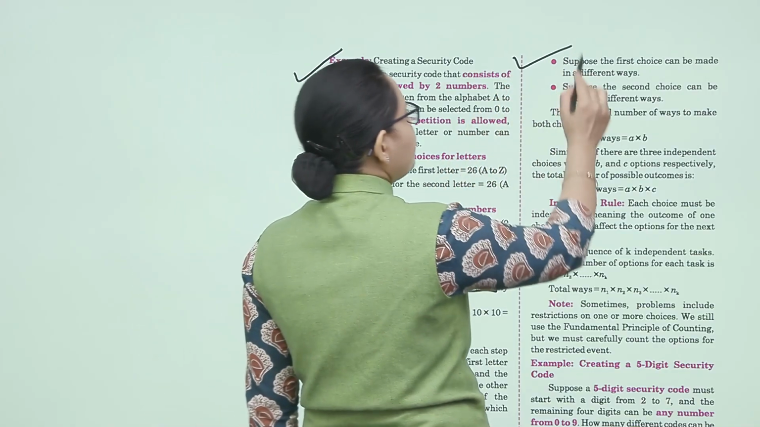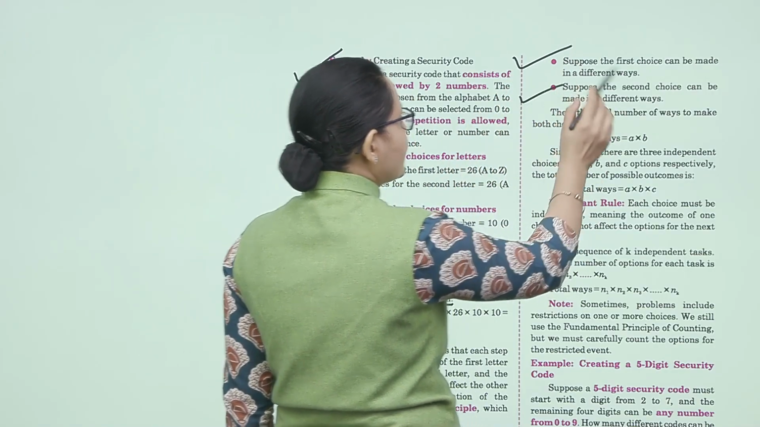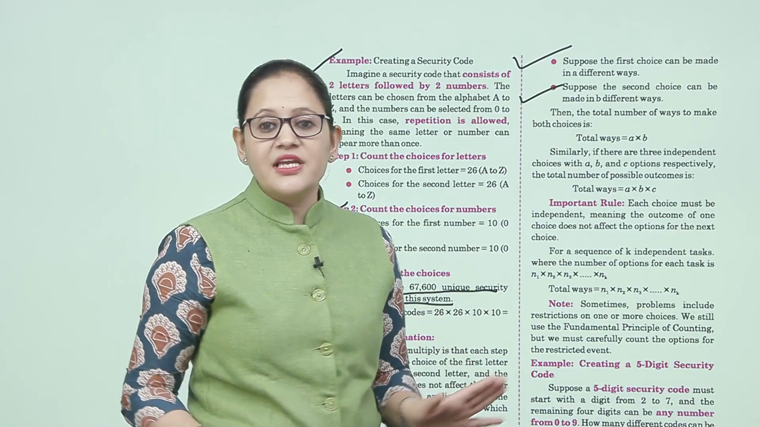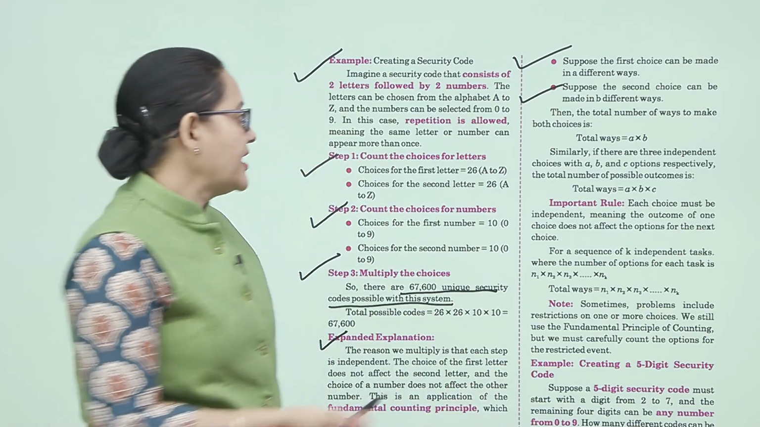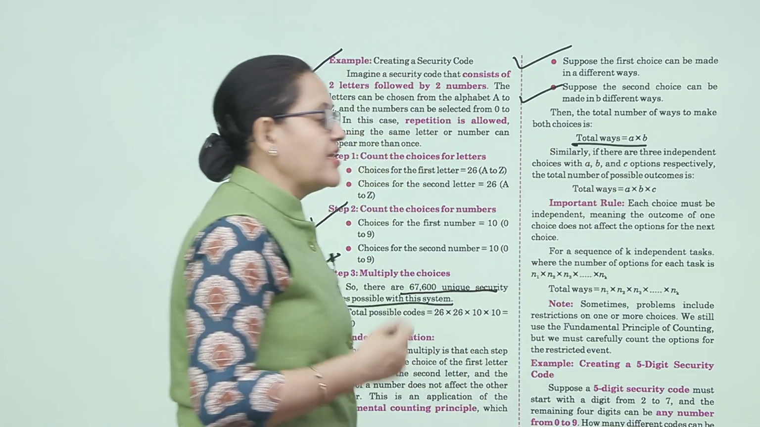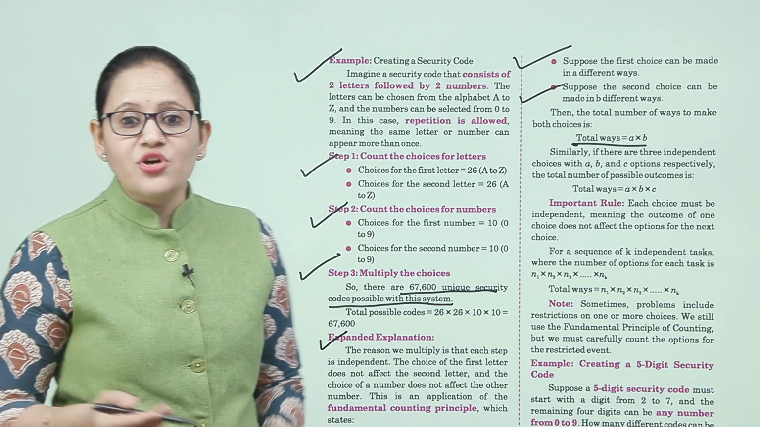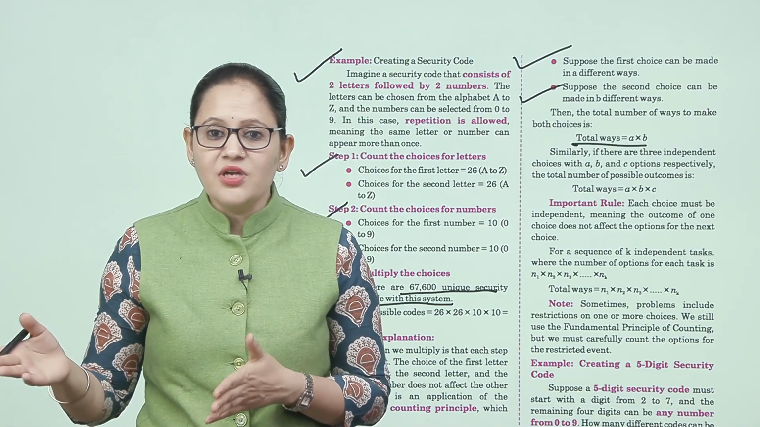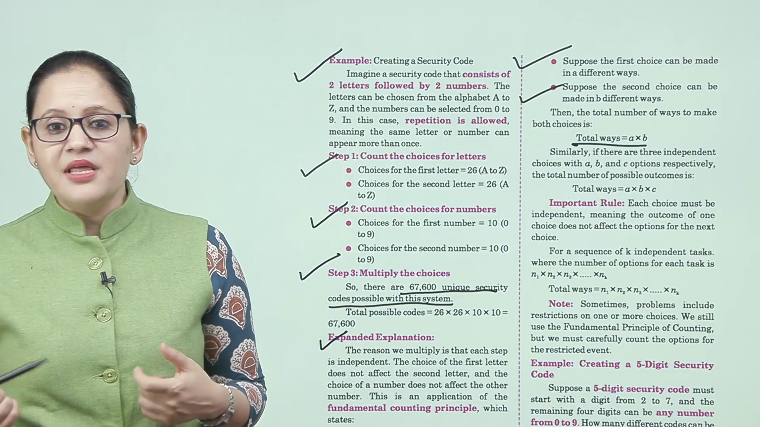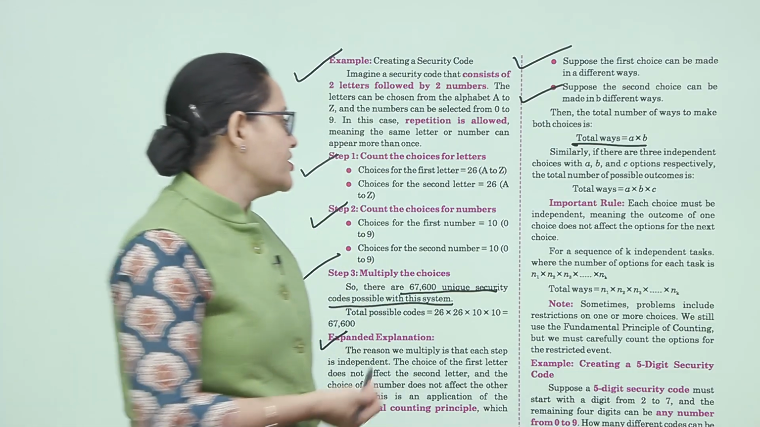Suppose the first choice can be made in A different ways. Suppose the second choice can be made in B different ways. Then the total number of ways to make both choices is A into B. Similarly, if there are 3 independent choices with A, B and C options respectively, the total number of possible outcomes is A into B into C.